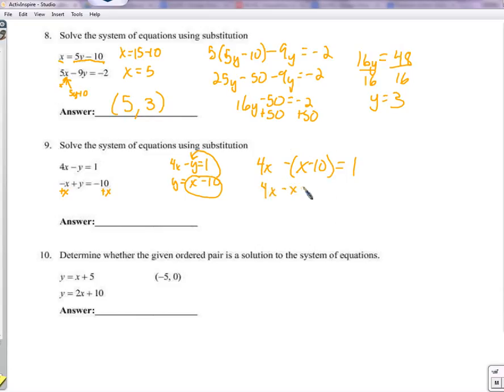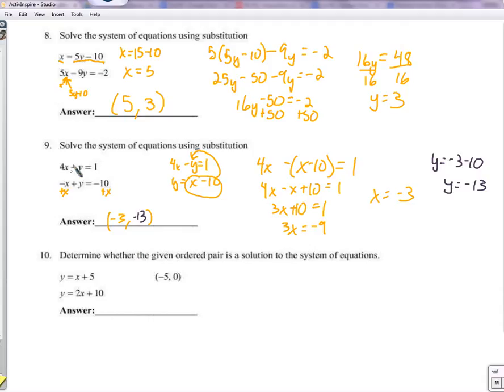4x minus x plus 10 equals 1. We got 3x plus 10 equals 1. 3x equals negative 9 when you subtract 10 on both sides, and x is equal to negative 3 when you divide by 3 on both sides. So x is negative 3. That's half of what we're looking for. Let's plug that back into this equation because y is already by itself. y equals negative 3 minus 10. y equals negative 13. So x is negative 3 and y is negative 13.